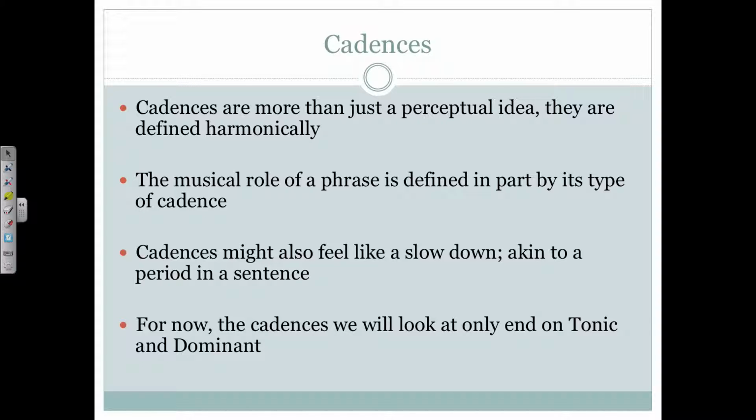But for now, let's just look at cadences that only end on the tonic and dominant. There are other types of cadences, but it's really good to understand, I would say, the most common cadences in common practice music. That is, music of the classical period in the Western tradition that was really written from 1600 up into the 20th century, and really is still at the foundation of the popular music that you listen to today.